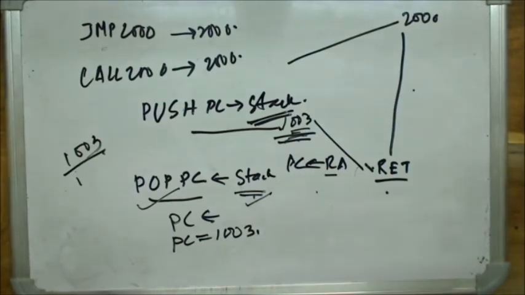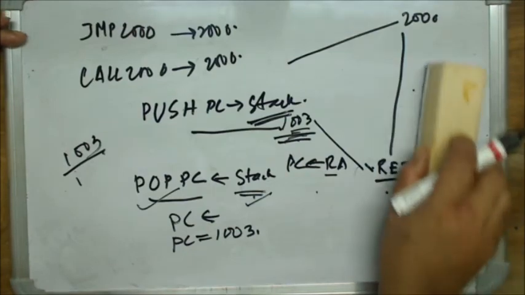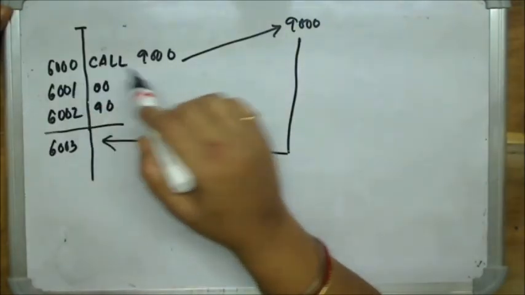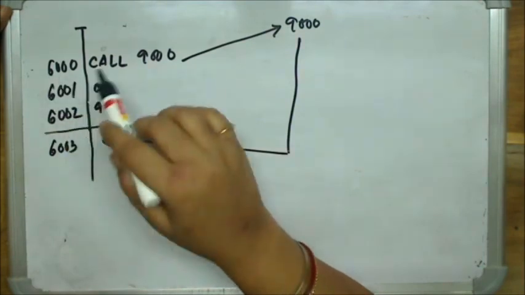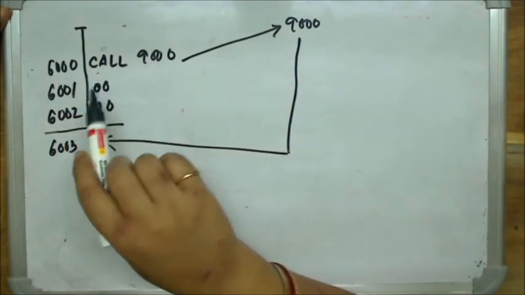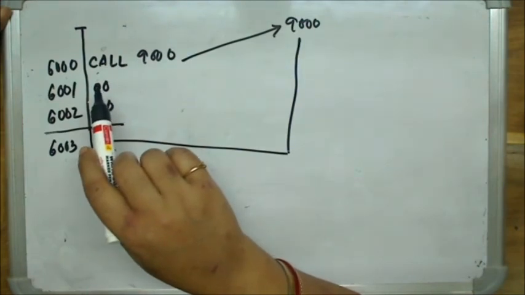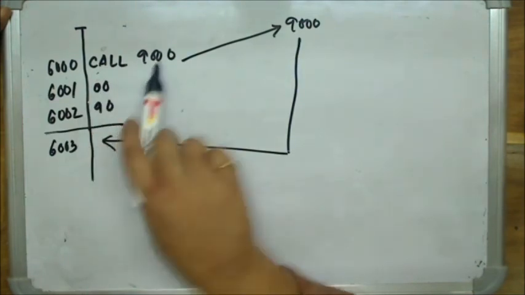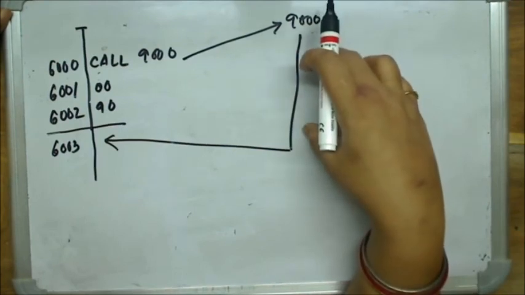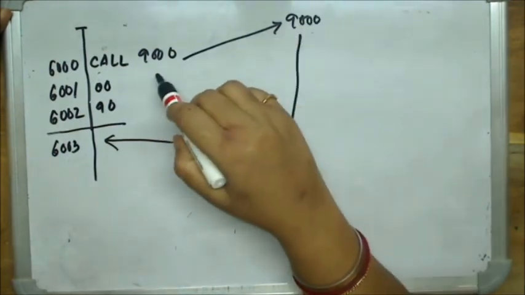Fine? Okay. So let us take another example so that it becomes more and more clear to you. So this is a program. At memory location 6000, I have written the instruction call 9000. Call 9000 means at memory location 9000 you have written a subroutine which you want to execute. So you write call 9000.